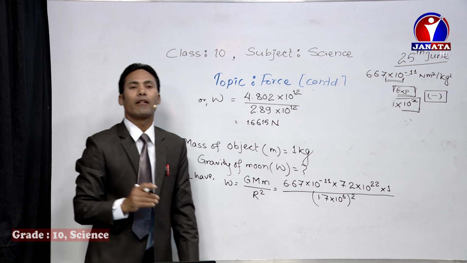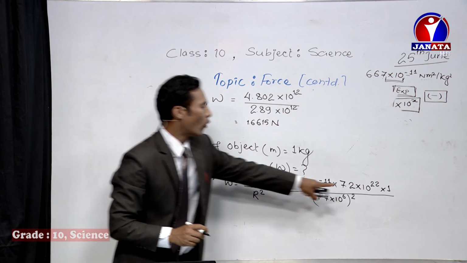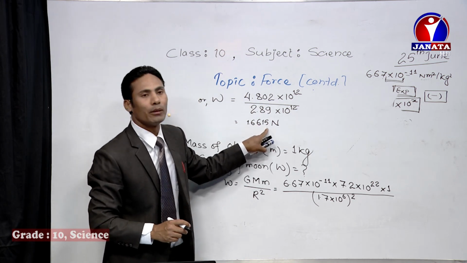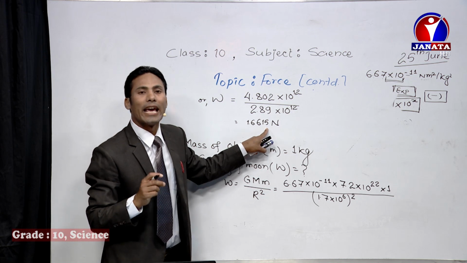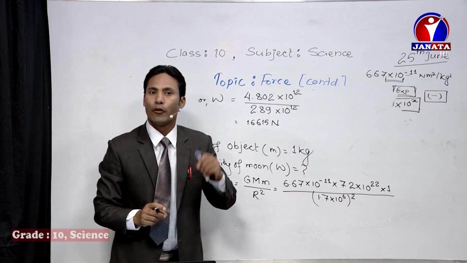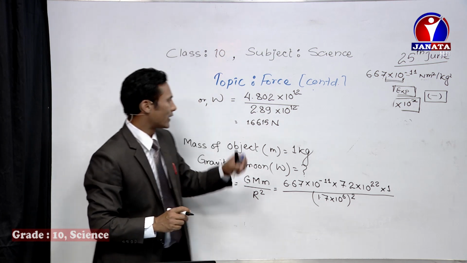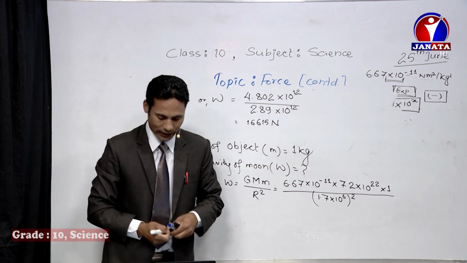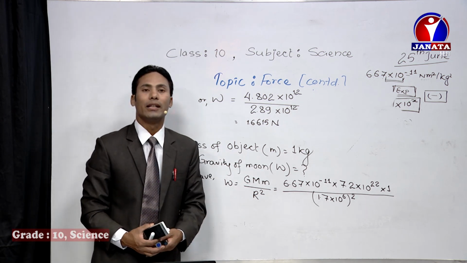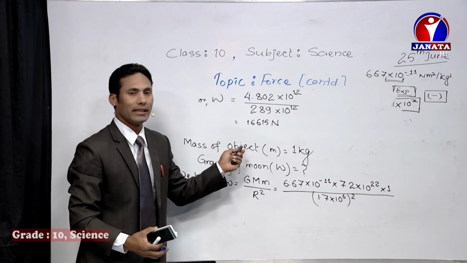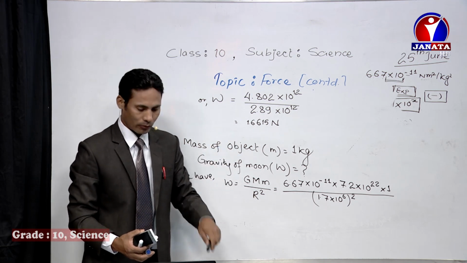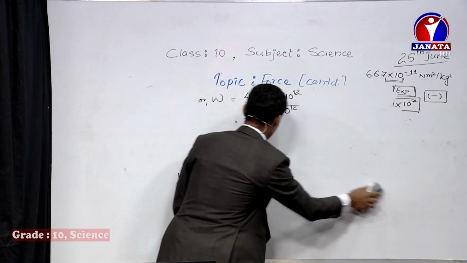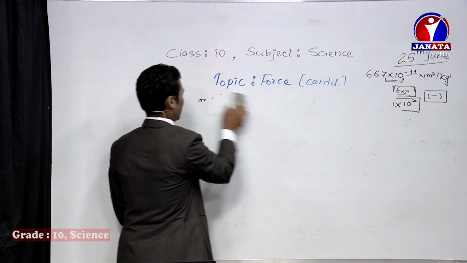That's why the gravity exerted on the 1 kg mass on the moon is 1.6615 Newton; that force is exerted on that object of 1 kg. So this is the method to calculate the gravity of a heavenly body. In the same way, let's collect some numerical problems and calculate them by using the formula.